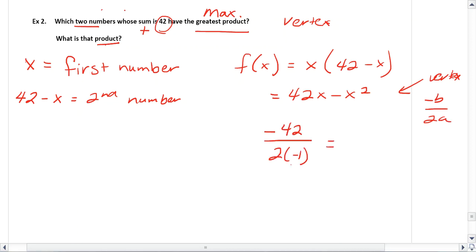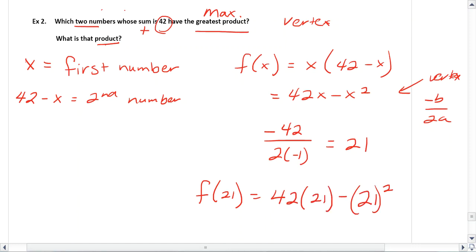So if I plug in the b and a and simplify this, I get 21. And now to find the y of the vertex, we want to find f of 21, or put the 21 in where the x is. So if I did my math right, I get 882 minus 441, which is 441. So now I know my vertex is (21, 441).